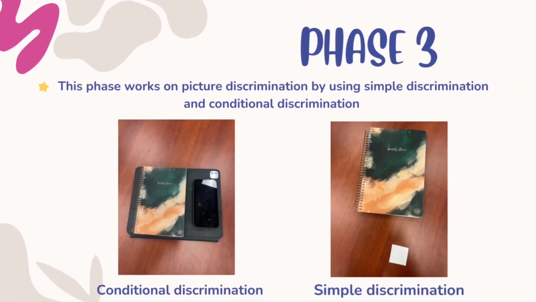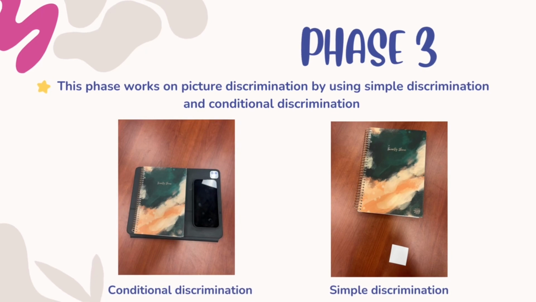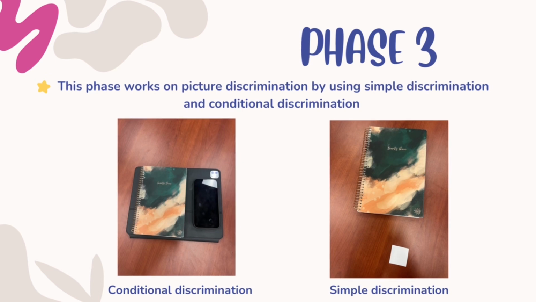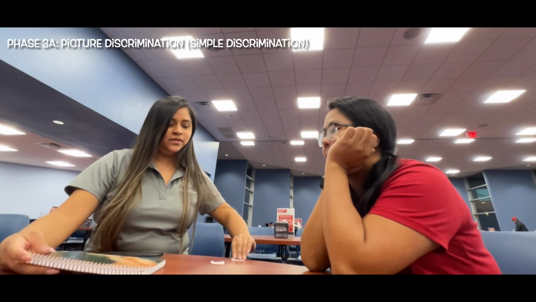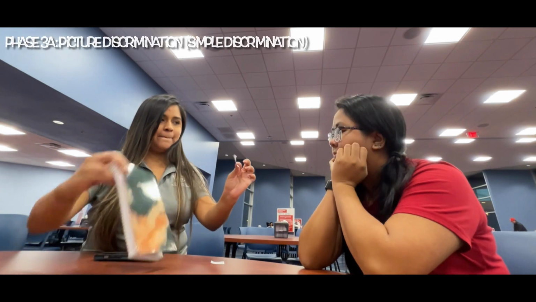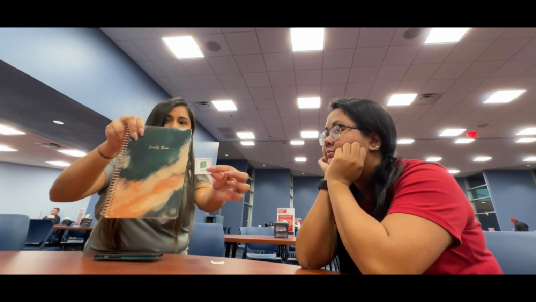Phase 3. This phase works on picture discrimination by using simple discrimination and conditional discrimination. Phase 3A is simple discrimination, and Phase 3B is conditional discrimination. Phase 3A teaches picture discrimination between highly preferred picture icon and a non-preferred icon. Usually, the non-preferred icon is also known as a distractor. Both pictures will be on the book at the same time.